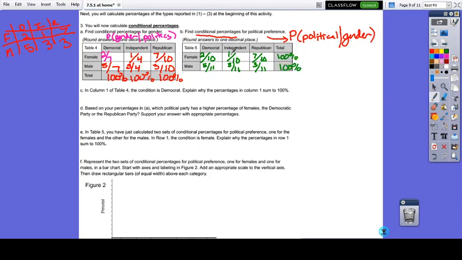The big idea here is that you can figure these out once you understand this: finding conditional percentages for political preference relates to that idea there. Okay, so asking some questions off that.